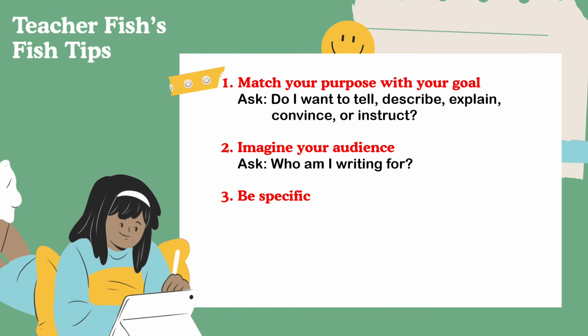Number three, be specific. Narrow topics to make writing easier. Instead of saying technology, say how cell phones affect sleep of teenagers. Mas madaling sumulat kung malinaw ang direksyon mo. Parang alam mo agad kung saan papunta ang kwento.